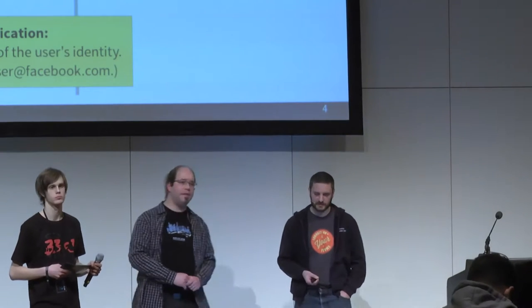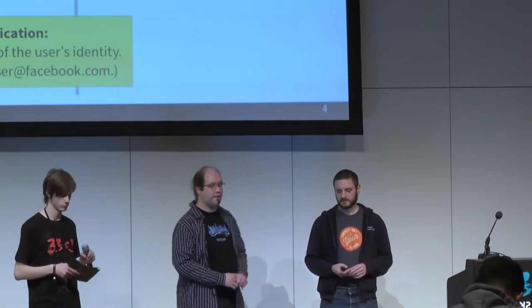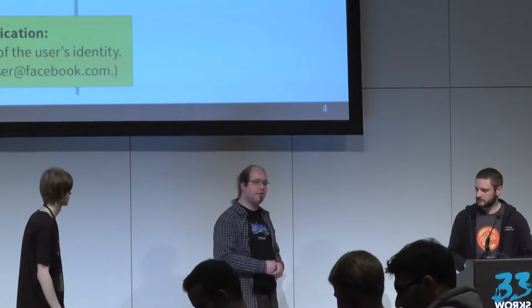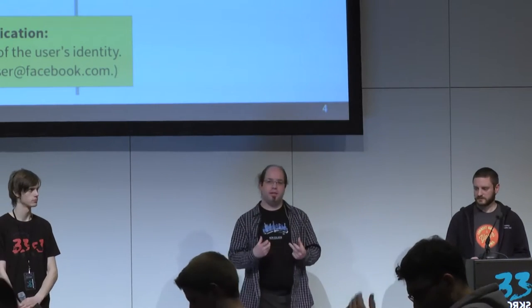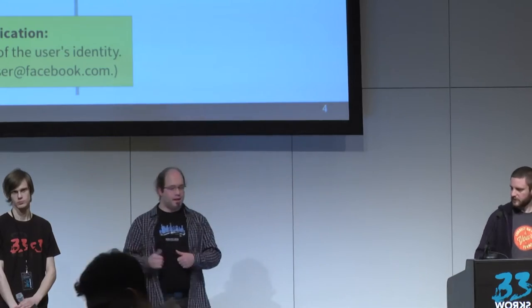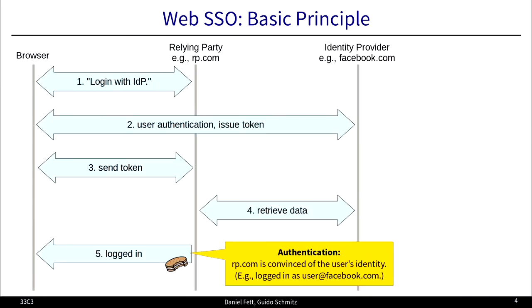Okay. So these are two concepts that are kind of orthogonal to each other. You can either do authentication to ensure yourself of the user's identity, or you can act on the user's behalf at the identity provider, like posting on the user's Facebook timeline or doing different things there. But for authentication, you need to retrieve some unique user identifier. And this basically makes use of this authorization mechanism. So you get authorized to access this unique user identifier, and you use this then for authentication.